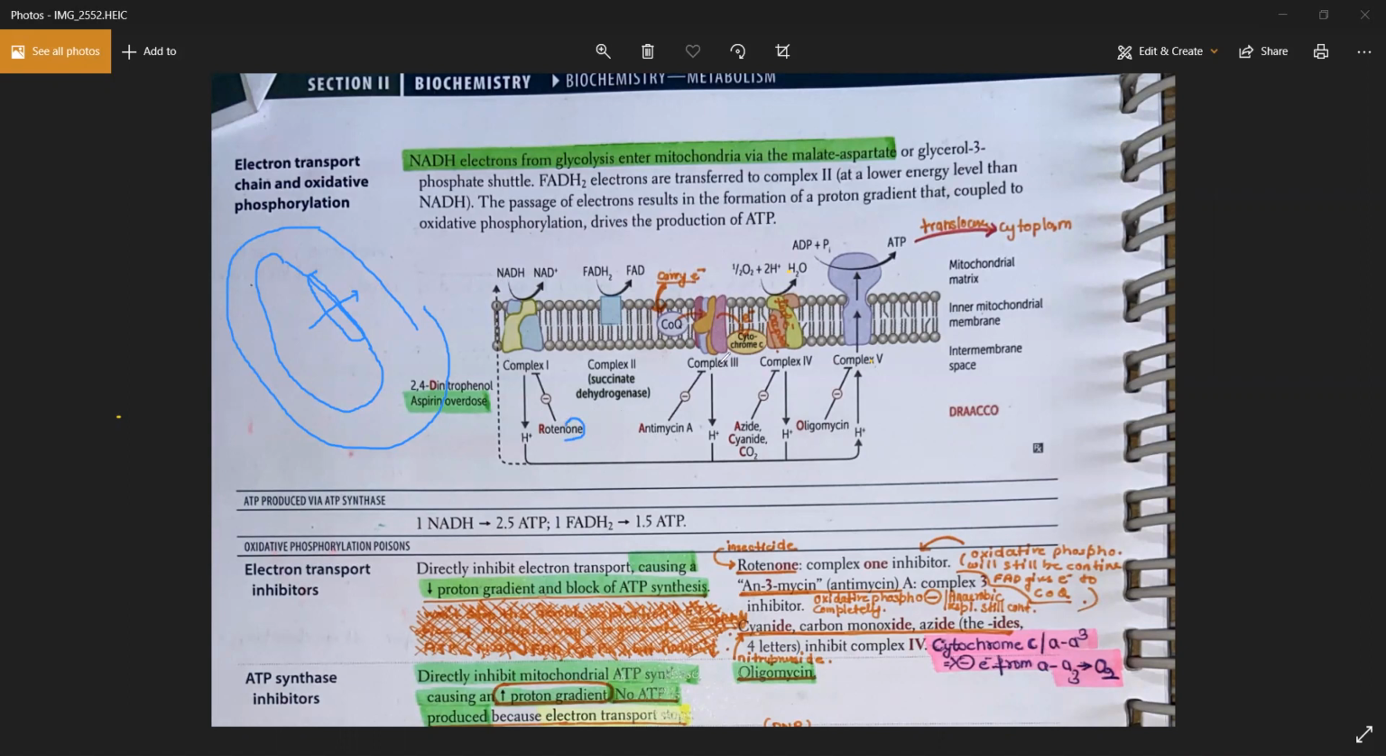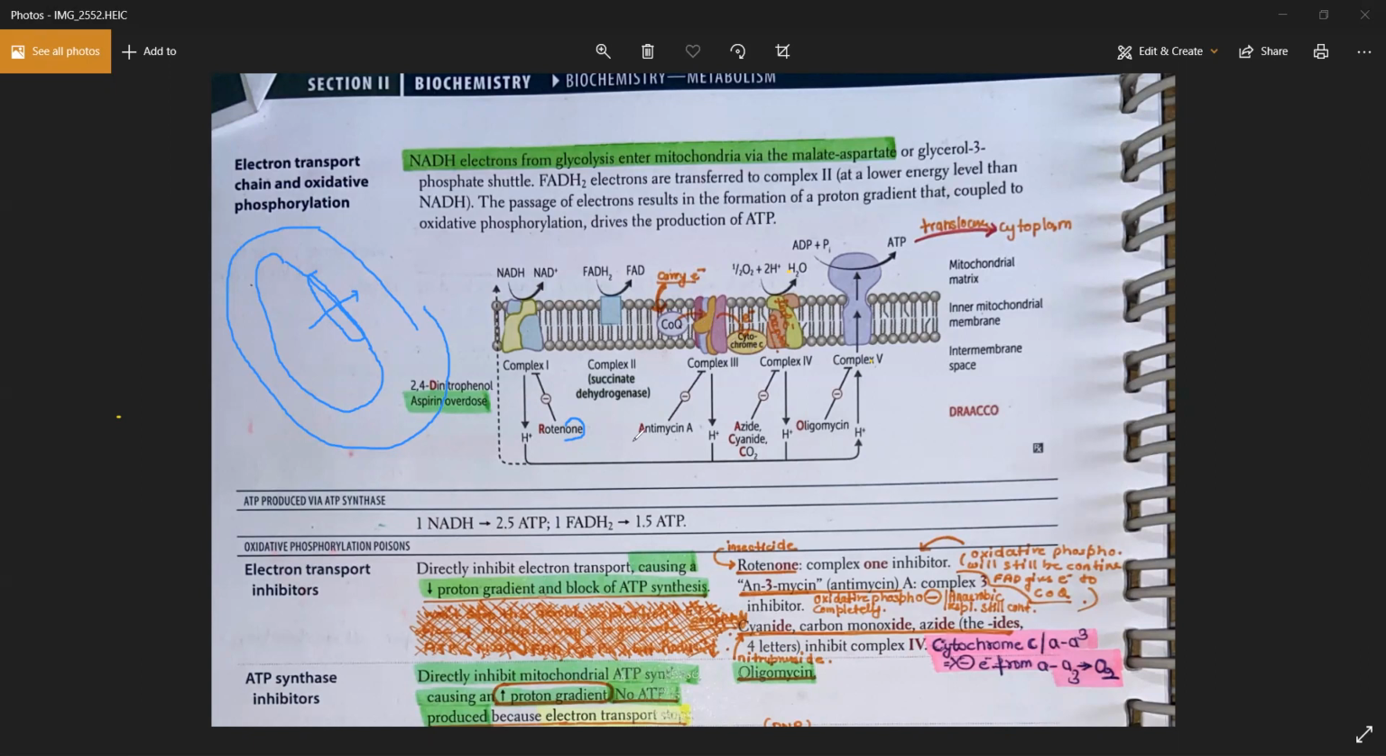Okay. Then comes the second complex, which is succinate dehydrogenase, the same complex which takes part in the TCA cycle. It uses FAD, which is derived from vitamin B2. It delivers the electron to cytochrome Q. Cytochrome Q will deliver the electron to complex 3. And finally, complex 3 will deliver the electrons to cytochrome C. And this is complex 3.